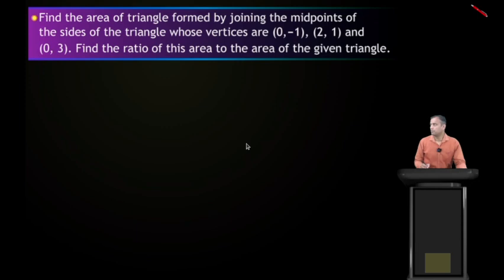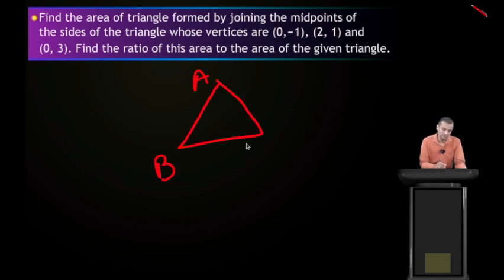Find the area of the triangle formed by joining the midpoints of the sides of the triangle whose vertices are (0, -1), (2, 1) and (0, 3). So what is given in this question is that there is a triangle whose vertices are already given, but we have to find the area of another triangle, made by connecting the midpoints. Let these be the midpoints. So we have to find the area of DEF and the area of ABC both.